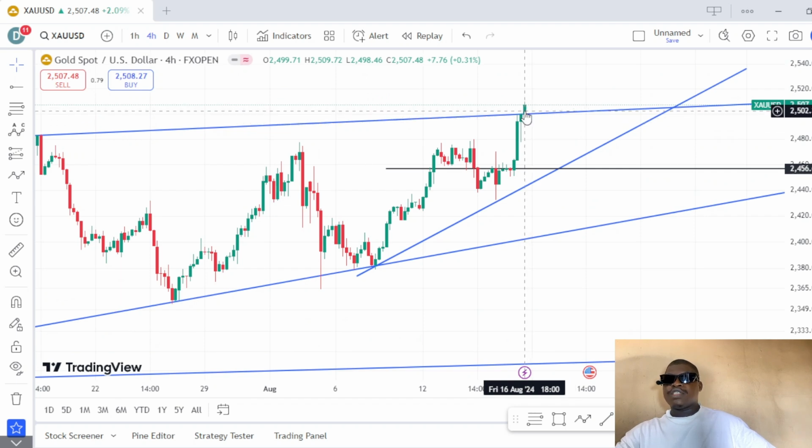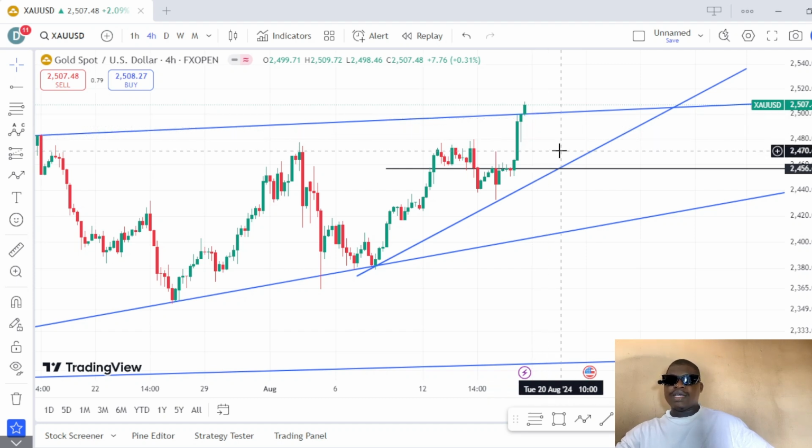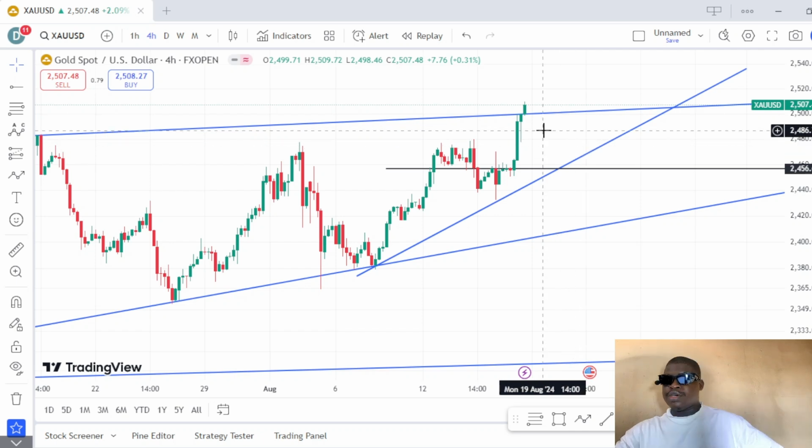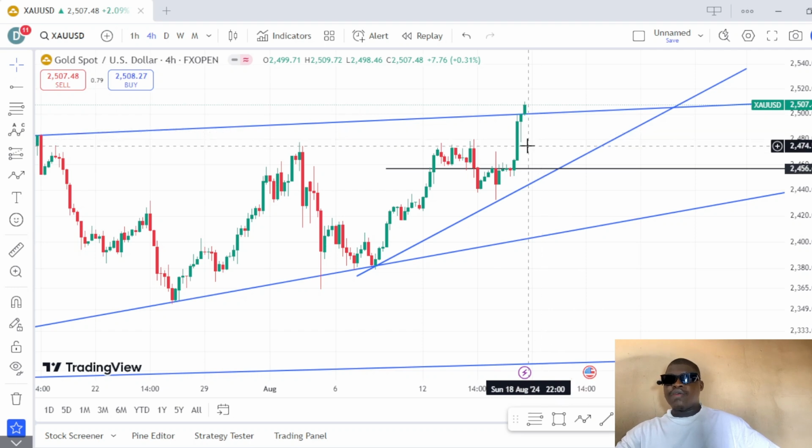We just have to see if this candlestick closes out of this trend line, or it will create a wick out of this trend line, then close inside this trend line. If this happens, there is a high tendency that we might have a potential sell on this week. There might be a potential sell on gold USD.